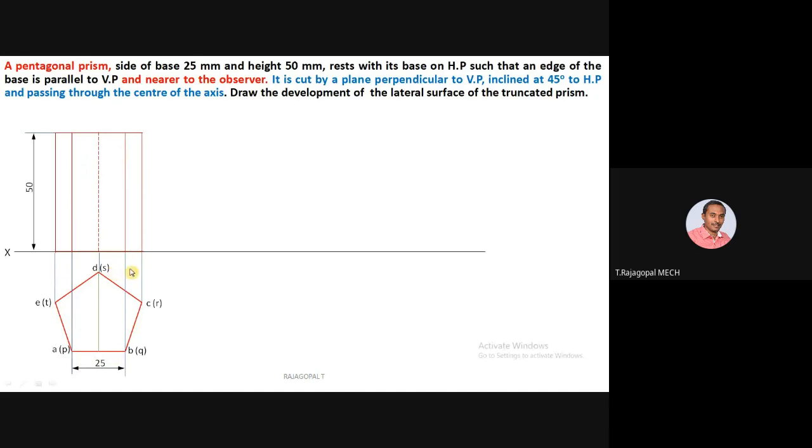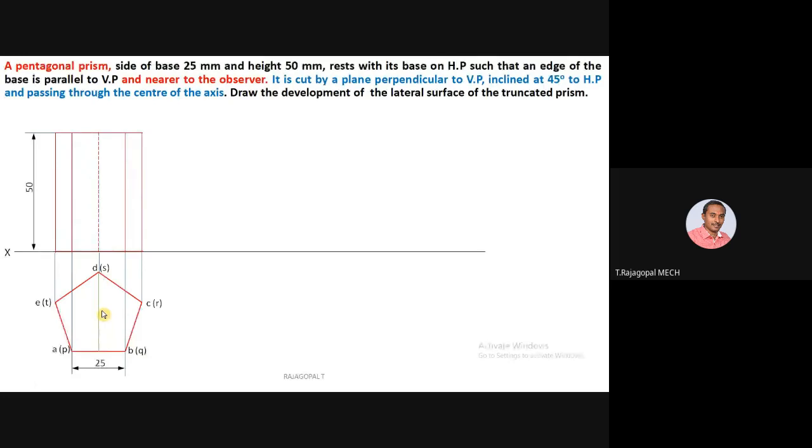So the side must be parallel to XY and at the same time it must be nearer to XY. That problem we discussed in pyramid. The same pentagon as a plane surface, but as a solid we discussed in pyramid. So you have to be careful with the simple position.